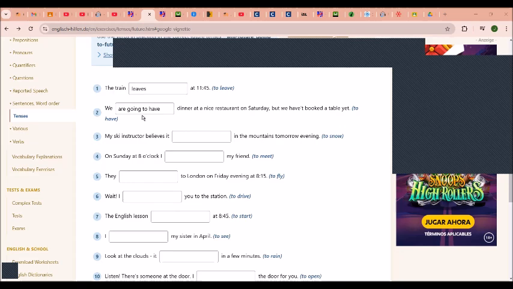All right, Brian, number 3. My ski instructor believes it will snow in the mountains tomorrow evening. All right, that's his or her prediction. We don't know, but that's their prediction. We don't necessarily have any evidence. Camila, number 4. On Sunday at 8 o'clock, I am going to meet my friend. Good. This is a plan.